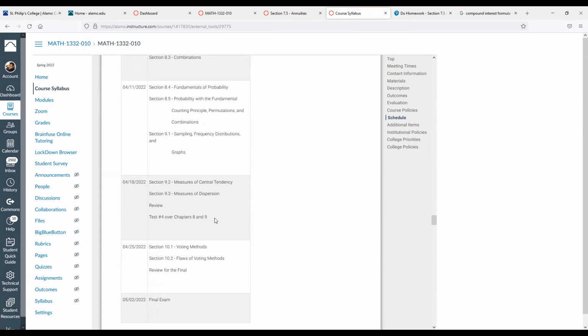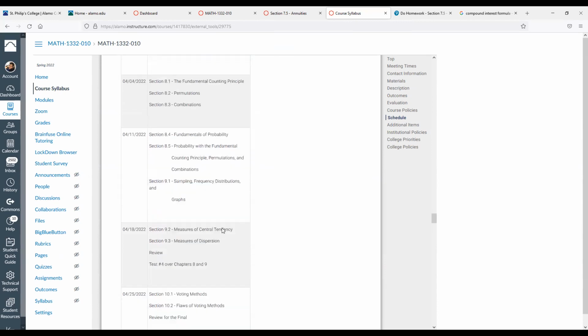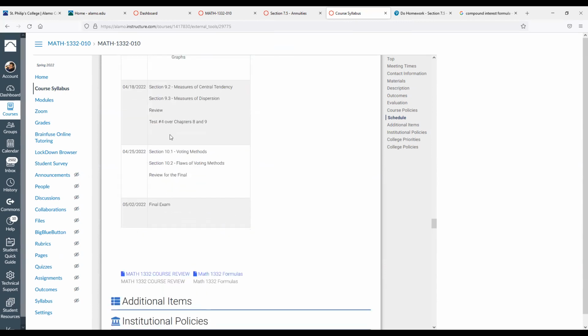Test 4 is mainly about counting and stats, like some intro stats type stuff. I did statistics in high school, so I remember a lot of stuff. Okay, yeah, so this shouldn't be too bad. All right, so that's where we're headed. So we have one test 4 right before the final, and then that's it. There's a couple of sections at the end about voting methods and flaws of voting methods, which we'll see if we have time for, we'll see how that goes.